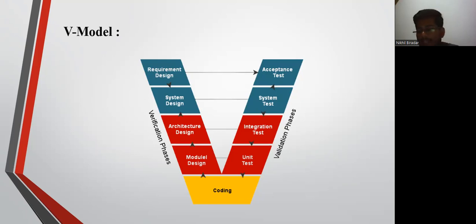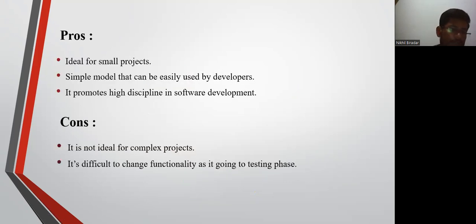Then coming to the V-shaped model. Basically it is the extension of the waterfall model, and the development and the validation phases are organized in a parallel way. So the verification phases and validation phases are run in parallel. Now it has pros, like being ideal for small projects, and a simple model that can be used by developers. Then it promotes high discipline in software development.